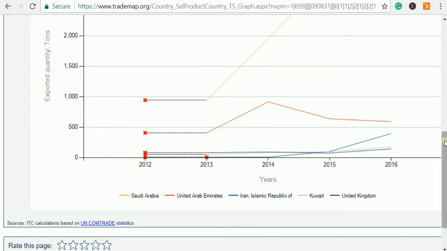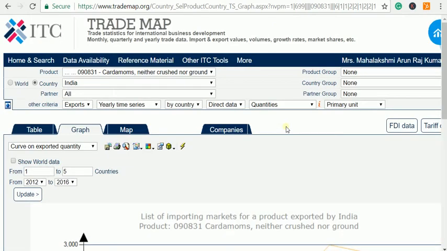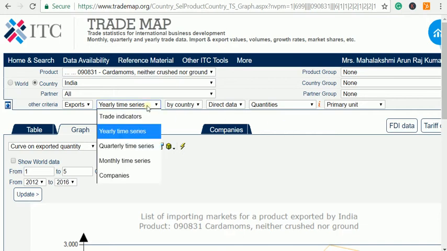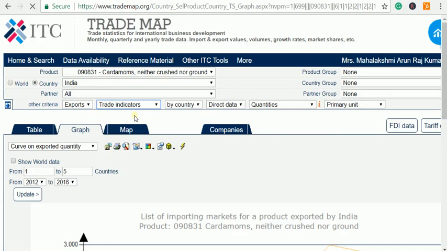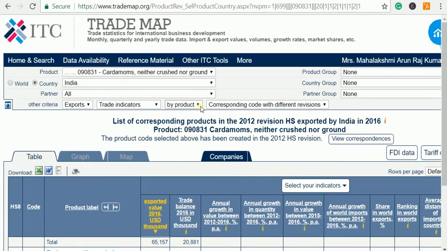Okay, so another criteria will be checking the winning or declining factor. We are going to use the same Trade Map to check whether a product is in a winning sector or a winning product or a loser in the international market. Here, because we are going to check an indicator whether it is a winner or loser, we are going to choose trade indicators. Instead of country, we will choose a product.